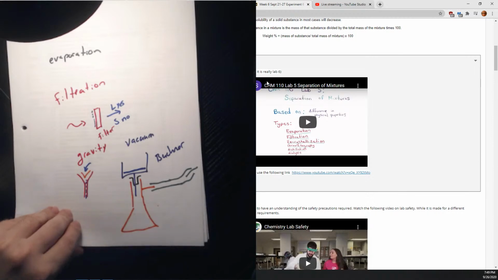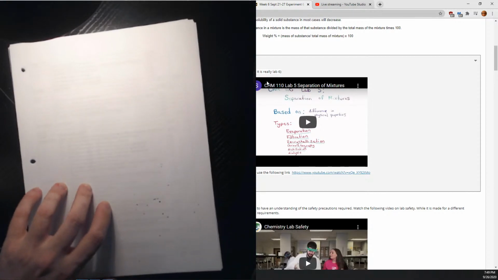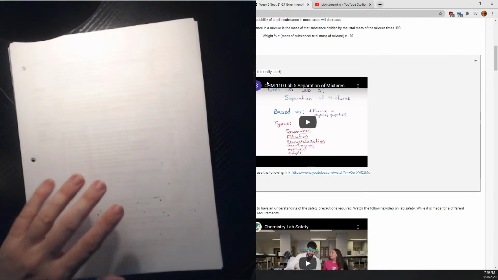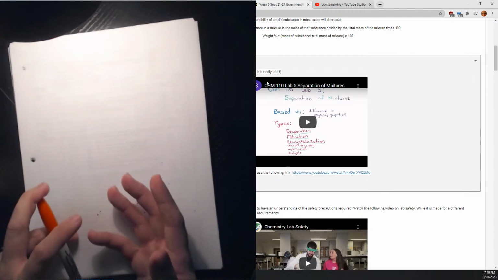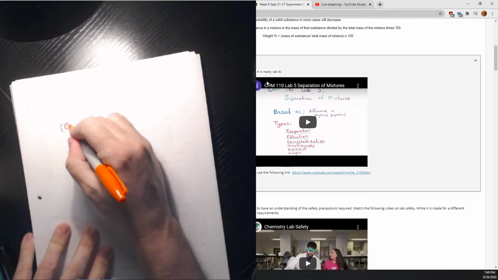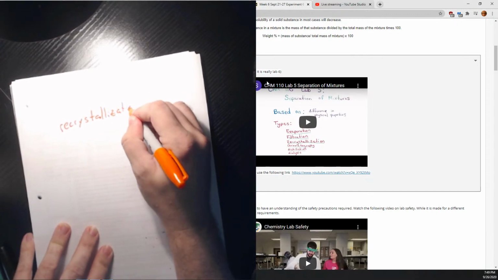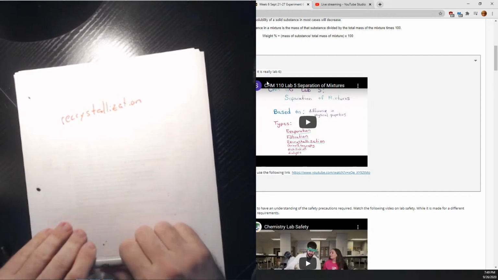Recrystallization. Okay. So recrystallization is slightly more complicated in that this is something where you have more than one solid dissolved in your liquid. So you can't just evaporate off the liquid. You'd be left with a mixture of solids, and you wouldn't be able to pick them apart. So what you do there is you have to take advantage of differing physical properties of the two or more solids that you're looking at.